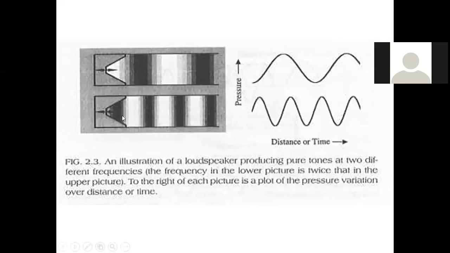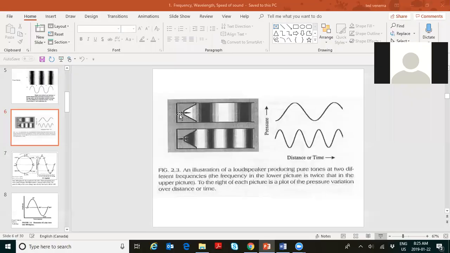Here, look at the wavelength. 1 condensation, 1 rarefaction. That's shorter than here, 1 rarefaction and 1 condensation. This is way longer than this. So that's the point that I'm trying to make here.